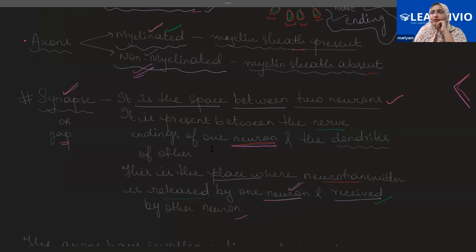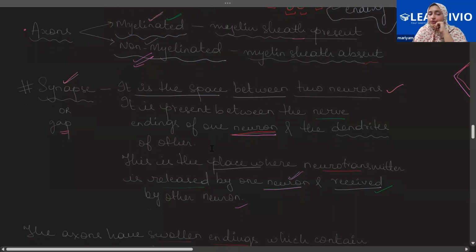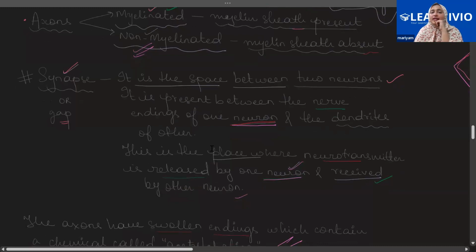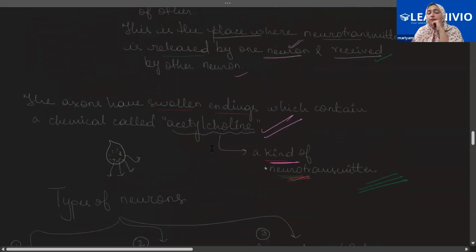Then two neurons are connected with the help of neurotransmitters. Like, one neurotransmitter from one neuron is sent to the other so that the impulse can travel like that. And there is a space in between the two neurons, and that is the space we call synapse or a gap. Now, the most common type of neurotransmitter is acetylcholine.